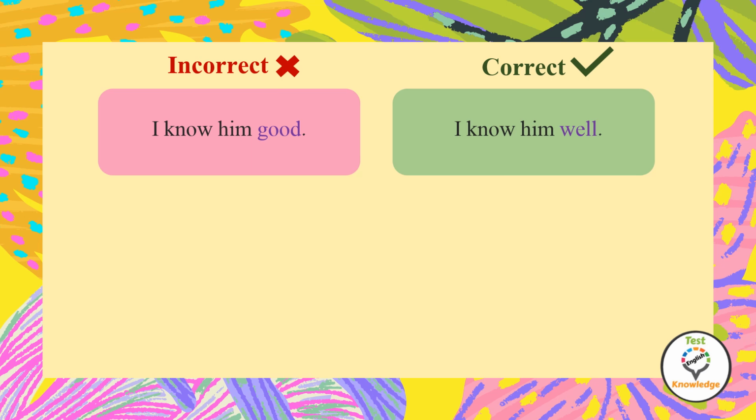I know him good. I know him well. Well is an adverb. We have to use an adverb while we're saying how we know him. We know him well. So let's use well as an adverb.